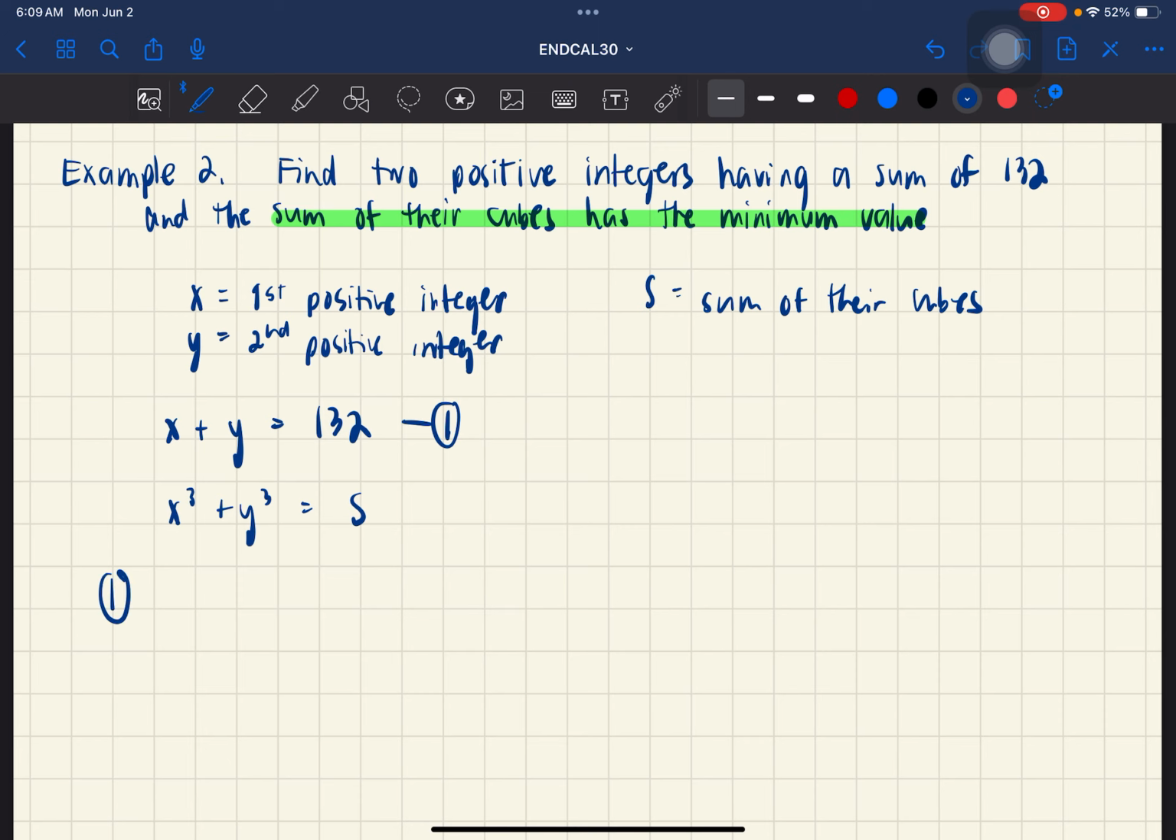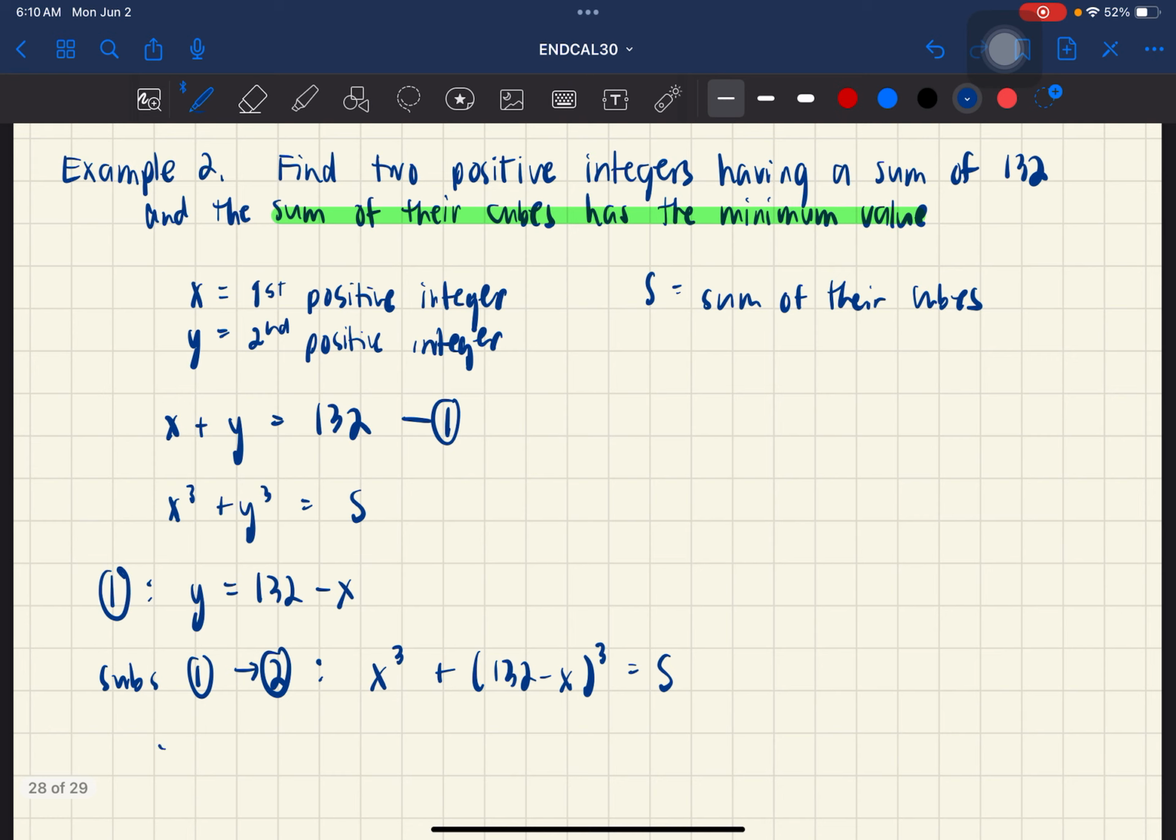Rewrite 1, and then this will become y is equal to, we just transpose x, 132 minus x. Then we substitute 1 into 2. So that will give us y, now will have a value of 132 minus x. So we have x cubed plus 132 minus x, we substitute it to y, cubed. Then you have s, and then derive s.